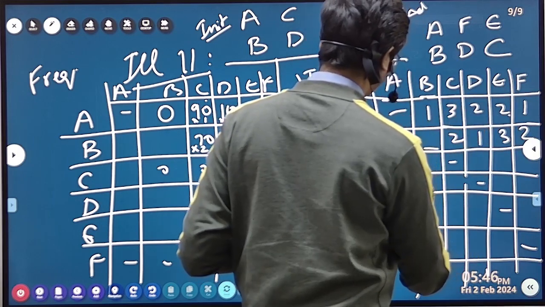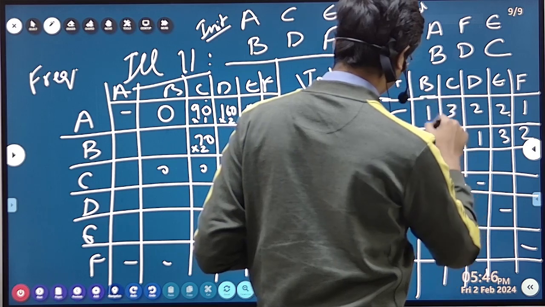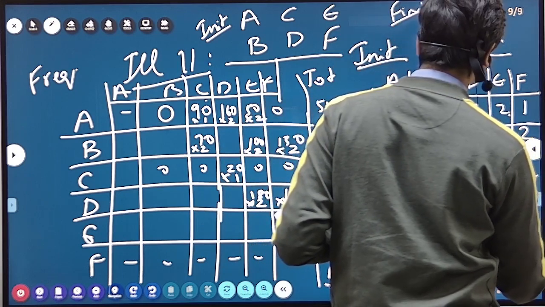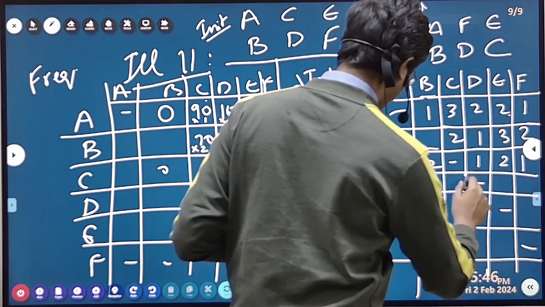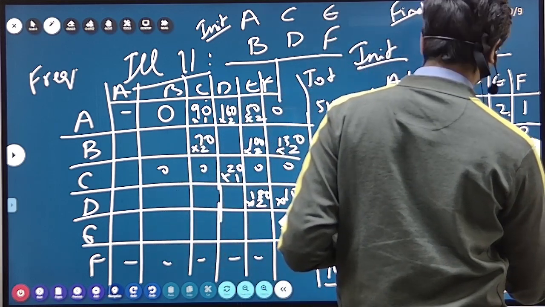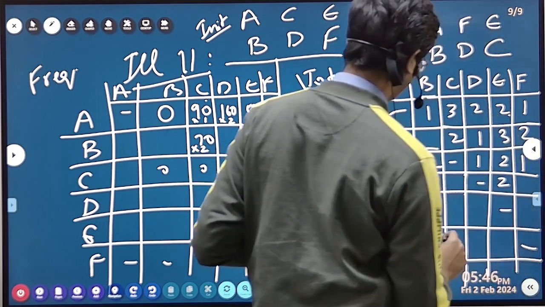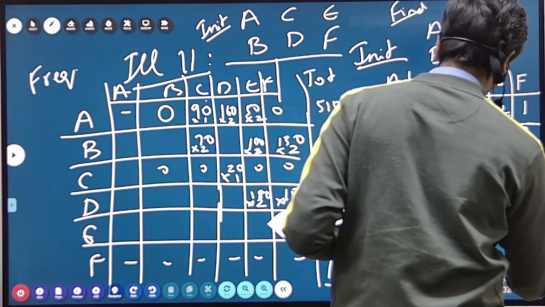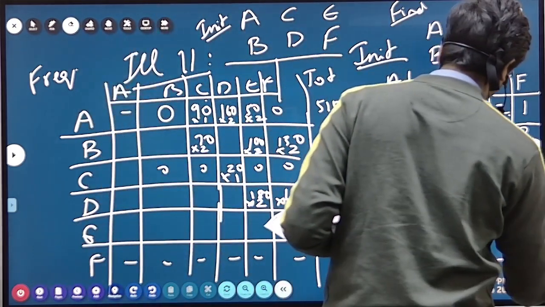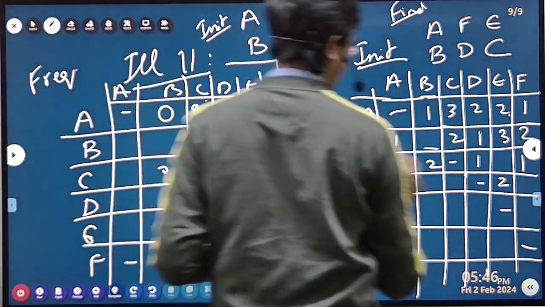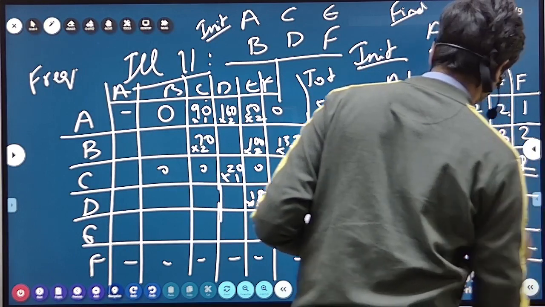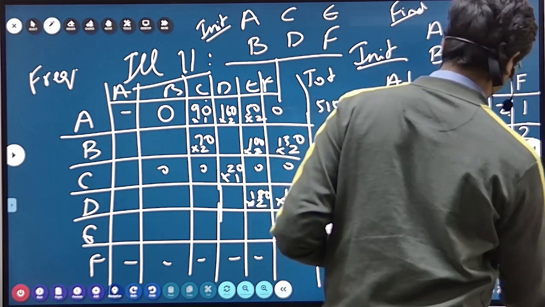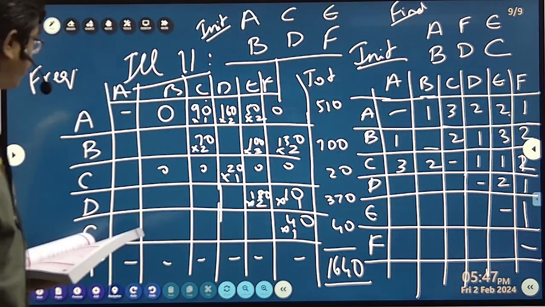So C to A is 3 and C to B is 2. C to D will be 1. C to E will be 2. C to F is 1. Right. Is it sufficient? So no, we need D to E. D to E is 2. C to E is 1, is it? Okay, sorry. C to F will be 2. Correct. Now D to F will be 1. And E to F will be 1. Yeah, that's enough for us, right?